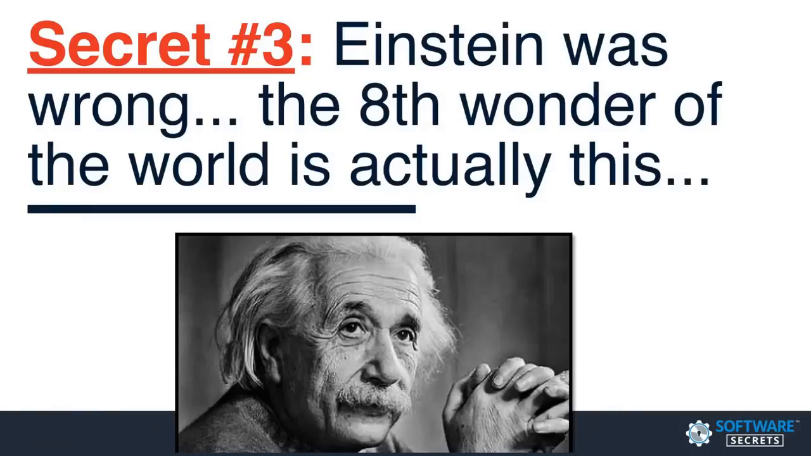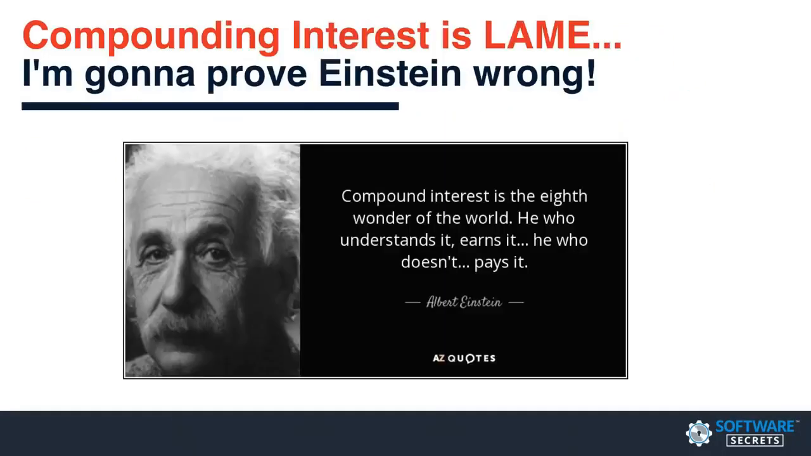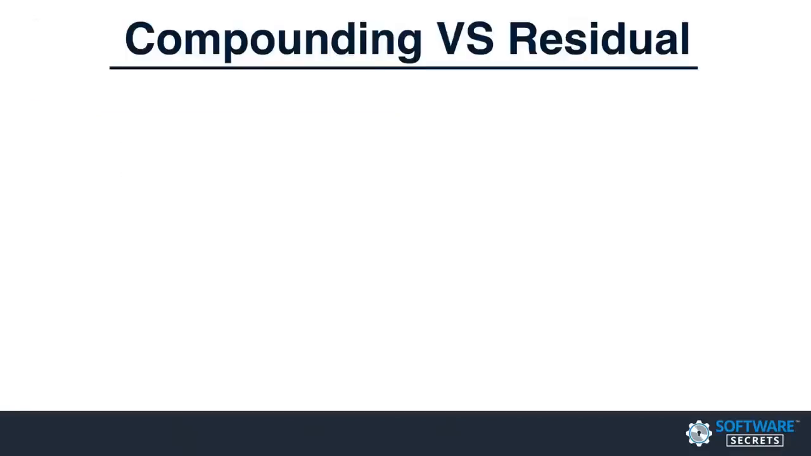So one more thing I want to cover. This is secret number 3, and I told you guys earlier I was going to prove Einstein was an idiot. I hope you guys are okay with that. So secret number 3, Einstein is actually wrong. The 8th wonder of the world is actually this. So this is a quote. As I said, I don't know if Einstein really said this or not. A lot of people say he did. Who knows? But what he said, compounding interest is the 8th wonder of the world. He who understands it earns it, and he who doesn't pays it. But I just want to prove to you that compounding interest is actually lame when you compare it to what we call residual income.